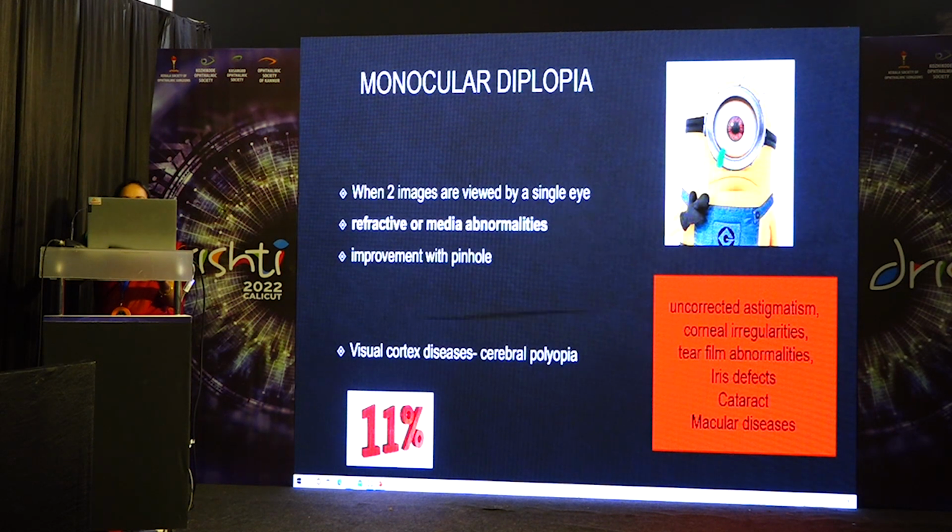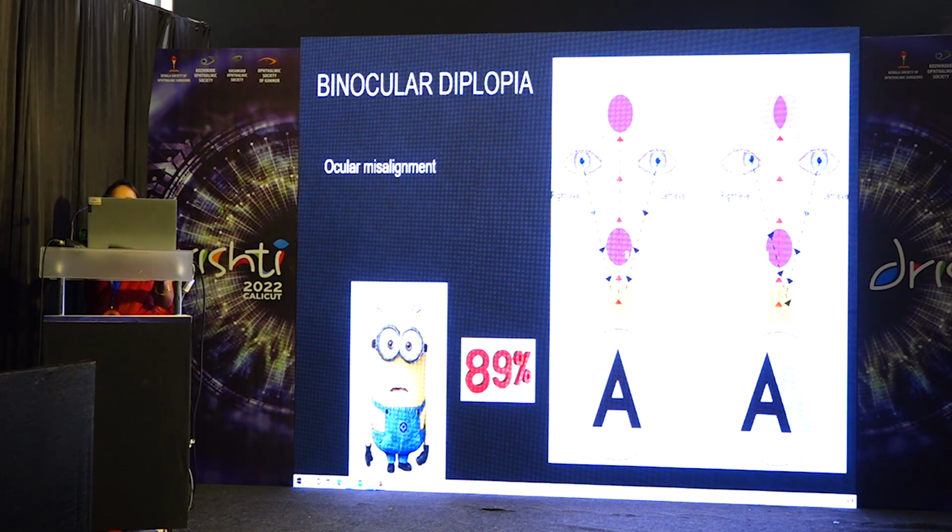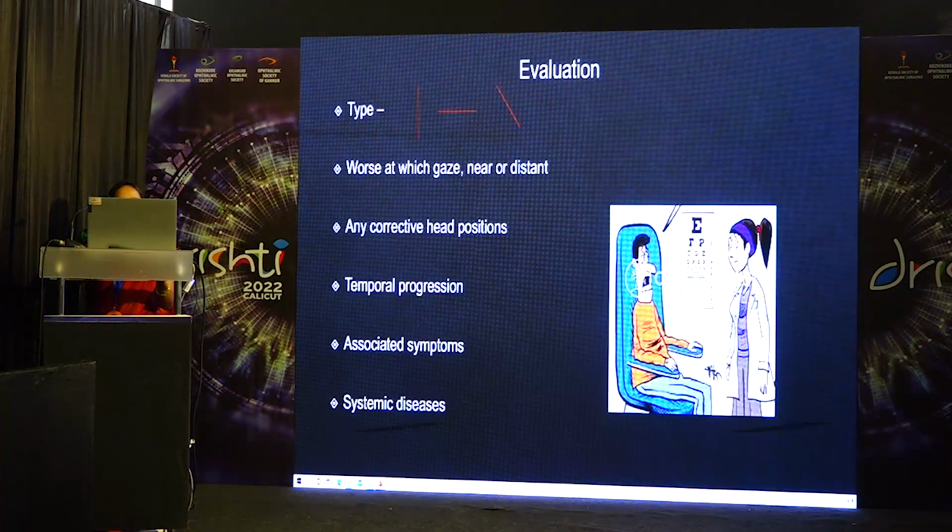Usually it will improve with pinhole, and when the patient is having monocular diplopia and we are not finding any of the reasons, we should think of a primary or secondary visual cortex disease. That time we will call it cerebral polyopia. Binocular diplopia is most common, about 89%, where the reason is ocular misalignment, where one image is formed in the fovea of the eye and the other image is formed in the extrafoveal site of the other eye.